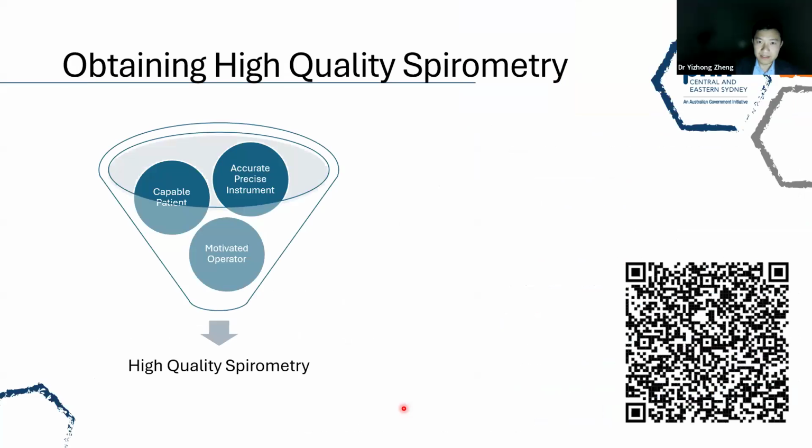And as discussed at the start of the talk, it's important we obtain a high-quality spirometry in order to have interpretable data. This requires a trifecta of a capable patient, which isn't always the case, a motivated operator, and precise instrumentation with regular QC checks. Again, I've included this QR code, which links to the National Asthma Council, demonstrating proper spirometry steps and techniques in both open and closed systems for your reference, or to pass on to your nurse practitioner.